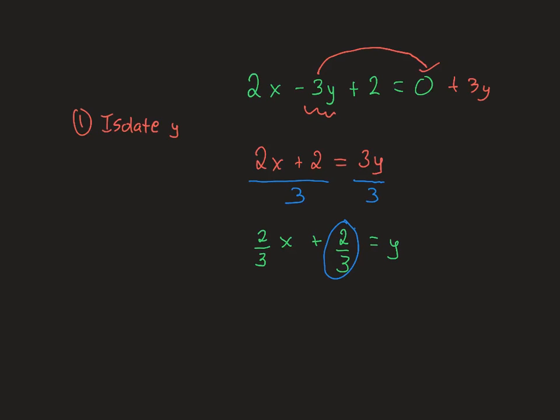So you can see this is your b and this is your m. And yes, it's only one step. You just want to isolate y. You want to get y by itself.